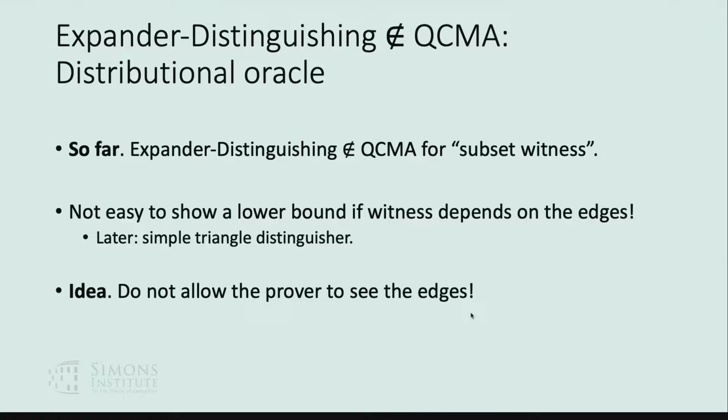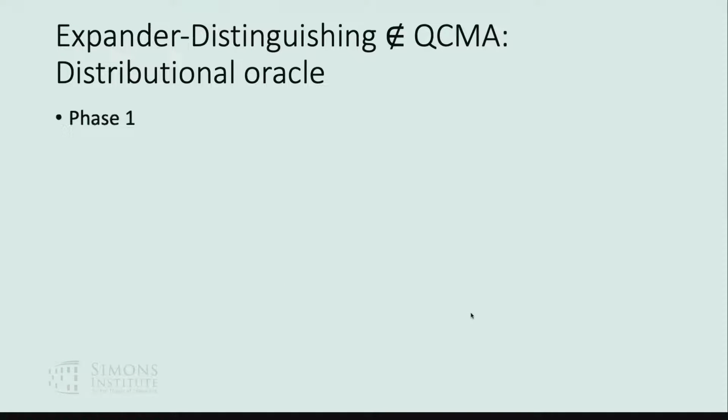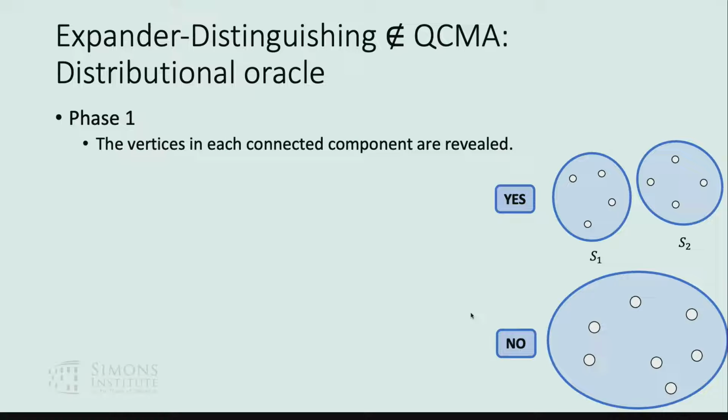Well, don't allow the prover to see the edges. And what do I mean? This is how the oracle is going to go. There's going to be a phase 1 where only the vertices of each connected component are revealed. If it's a yes instance, you only see these. If it's a no, you see the whole thing. Then the prover, all powerful, will see this and compute the witness. It sends it to the verifier.